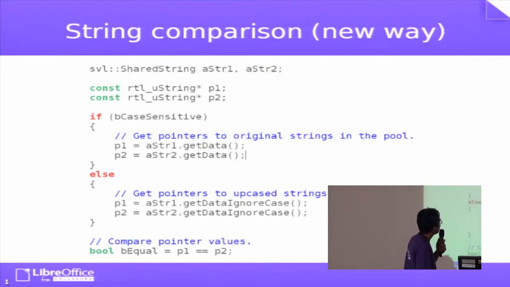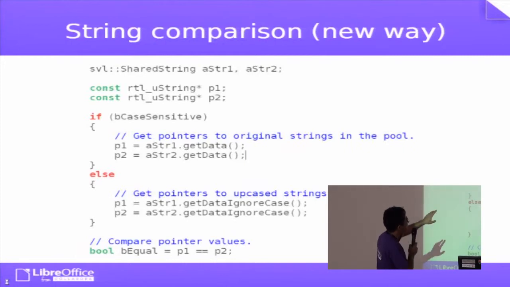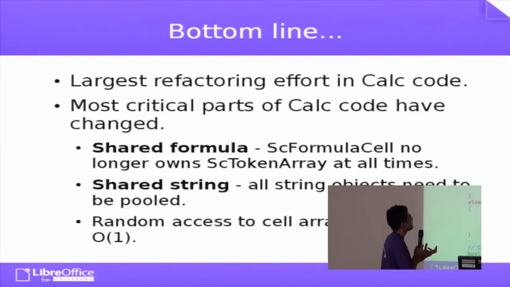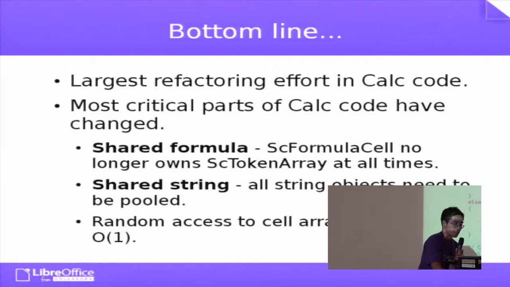With the shared string, all you have to do is call get data of a shared string, which gives you a pointer to the shared string instance in the pool, and simply compare the pointer values. For case-insensitive comparisons, you just need to call get data ignore case instead and do the same thing, which is much quicker.